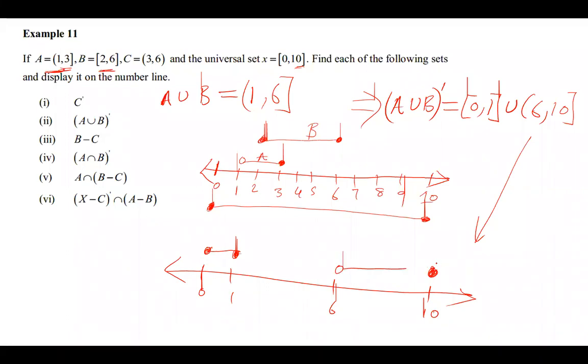Open at 6 and closed at 10. So you make sure that you show that this is A union B complement. This is A union B and then complement. And so that is basically how you do everything. So we are done with this question. Let us now move on to part 3.